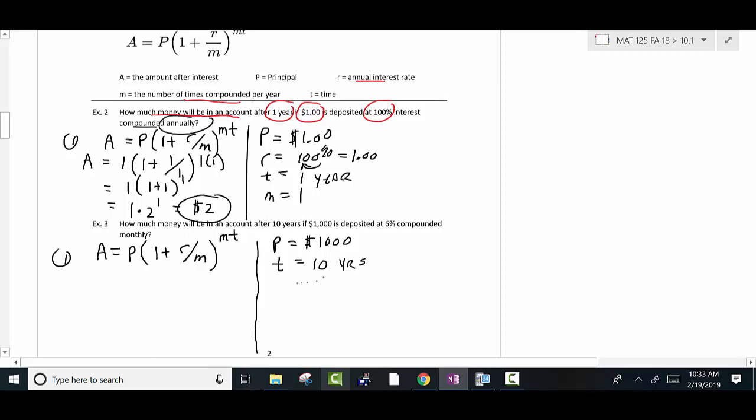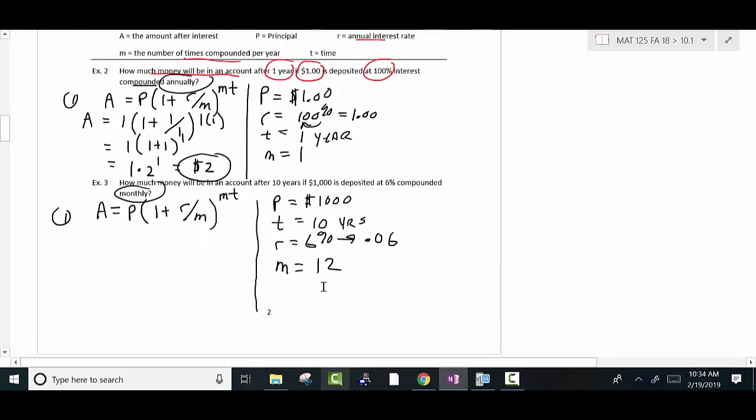The time is always going to be in years. The interest rate is 6%. When you change that to a decimal, what do you get? 0.06. Be careful, you move over 2 places, not 0.6. 0.6 is more than 50%. So that would be 0.06. What is M? M is compounding monthly, so how many times do you do that in a year? 12. There are 12 months in a year. Now we just put this in, and you're going to do this on a calculator.